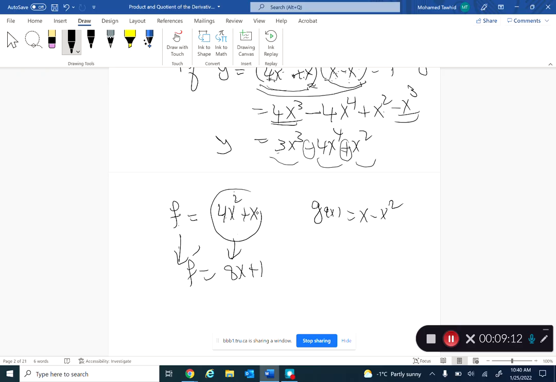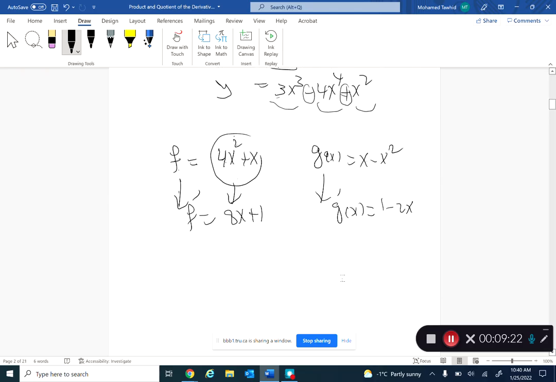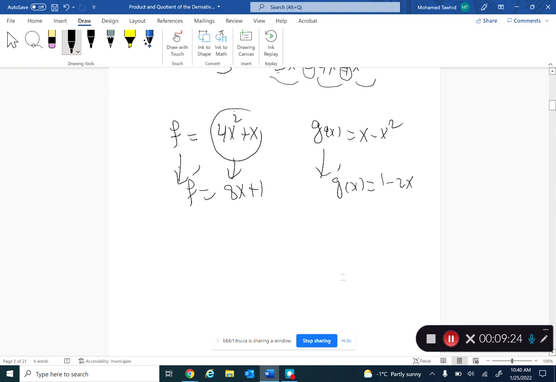8x plus 1. So now, what is the derivative of g prime here? G prime will be 1 minus 2x. So that is your derivative for g prime. And then what I do is I do cross. As you can see, that's called the product rule. And then I put plus. I do cross: take this term, multiply by that, and take this term, multiply by that, with a plus between them. That is called the product rule.